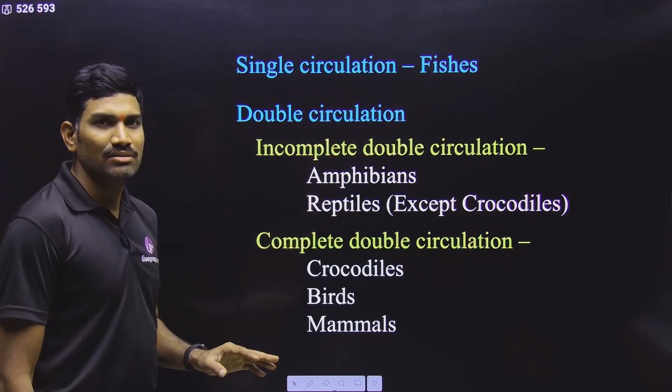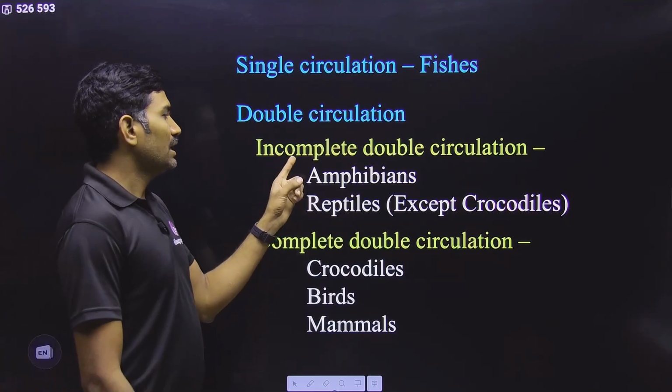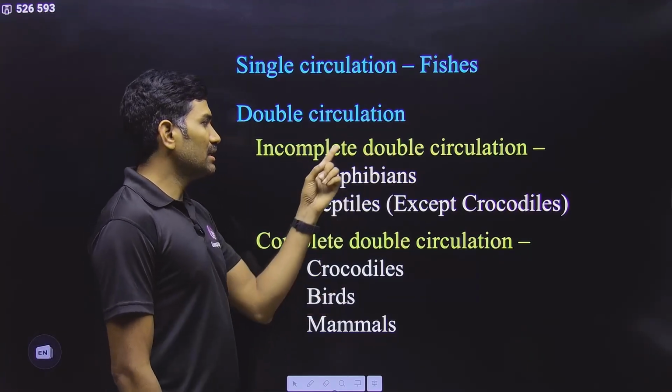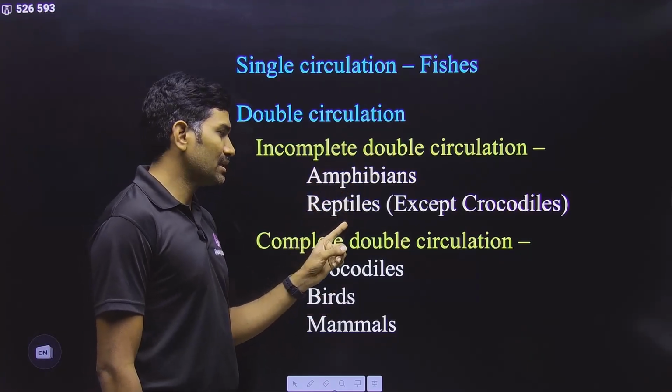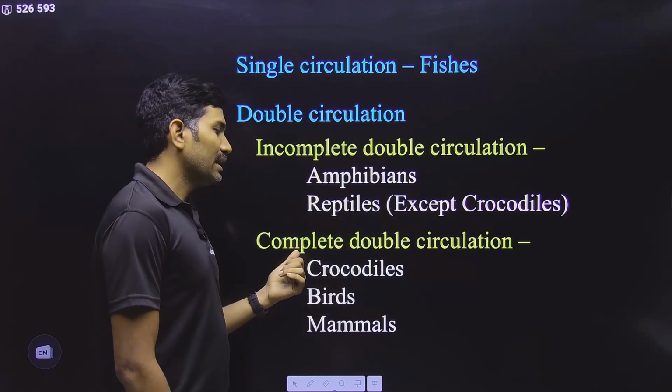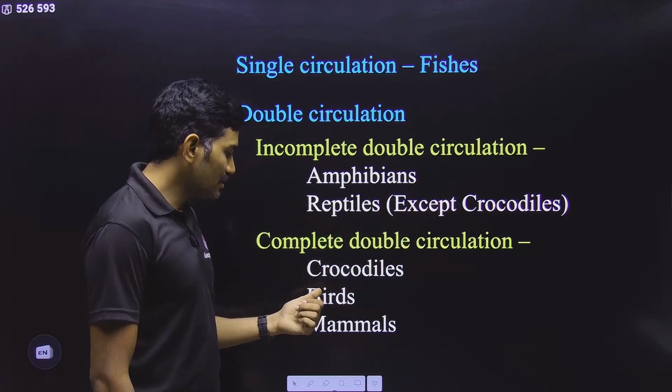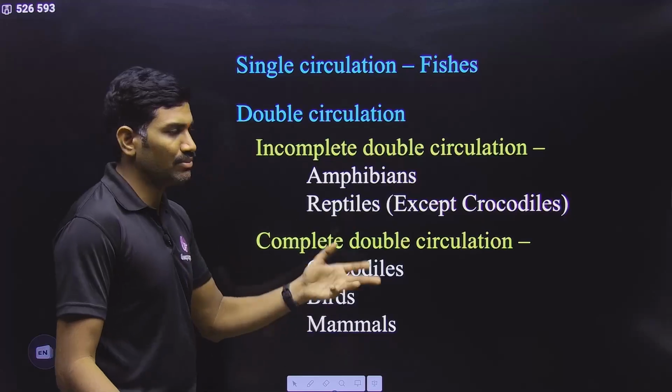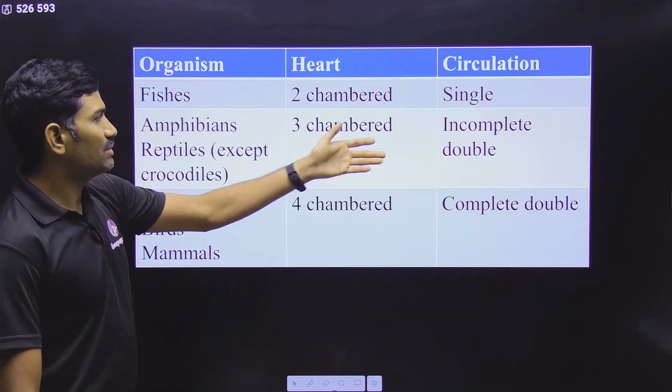Double circulation we observe in two forms: incomplete double and complete double. Incomplete double circulation is observed in amphibians and reptiles except crocodiles, and complete double circulation is observed in crocodiles, birds and mammals. Basic information, we already covered this. The same information I have written here.